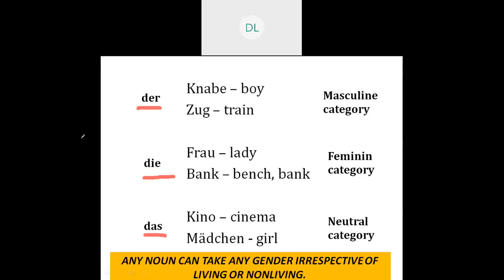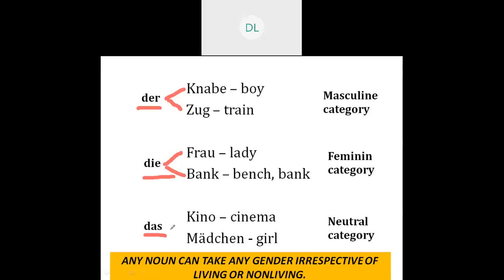What is the meaning of these three? That is 'the' only. But when I have to say 'the boy, the train', it has to be der Zug. On the same grounds, it has to be der Zug, der Nabe. That is, if the noun is masculine and I want to use 'the', it has to be der. On the same grounds, if I wanted to say 'the lady, the bank', it has to be die Frau, die Bank.